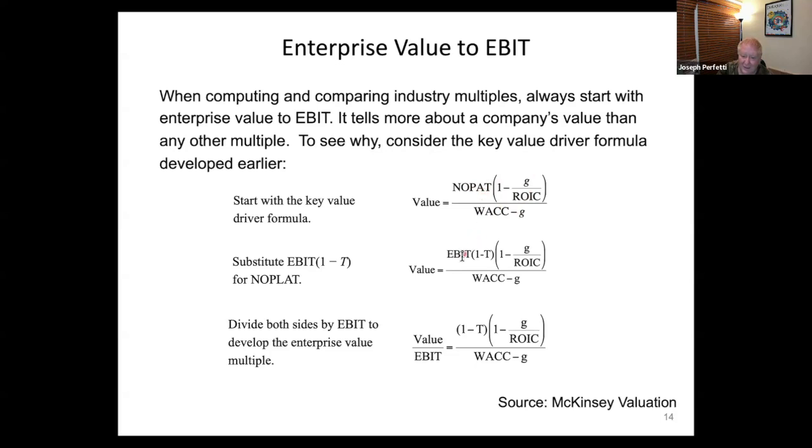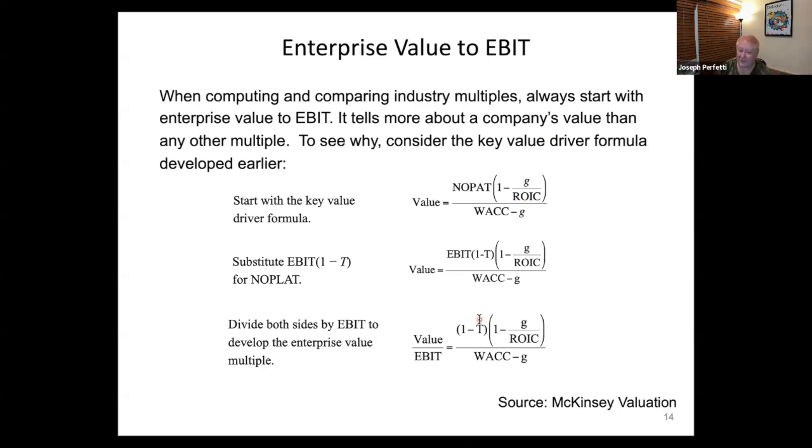Well, NOPAT is EBIT after tax. EBIT times (1 minus the tax rate). If I divide both sides by EBIT, enterprise value to EBIT, that EBIT cancels out. I'm left with (1 minus the tax rate) times (1 minus G over ROIC) over (WACC minus G). This formula, which is the rearranged key value drivers, so it's still key value drivers, directly allows you to calculate an enterprise value to EBIT multiple. Those are the drivers. What's different about the EV to EBIT direct formula than the traditional key value drivers is you break out the impact of taxes.